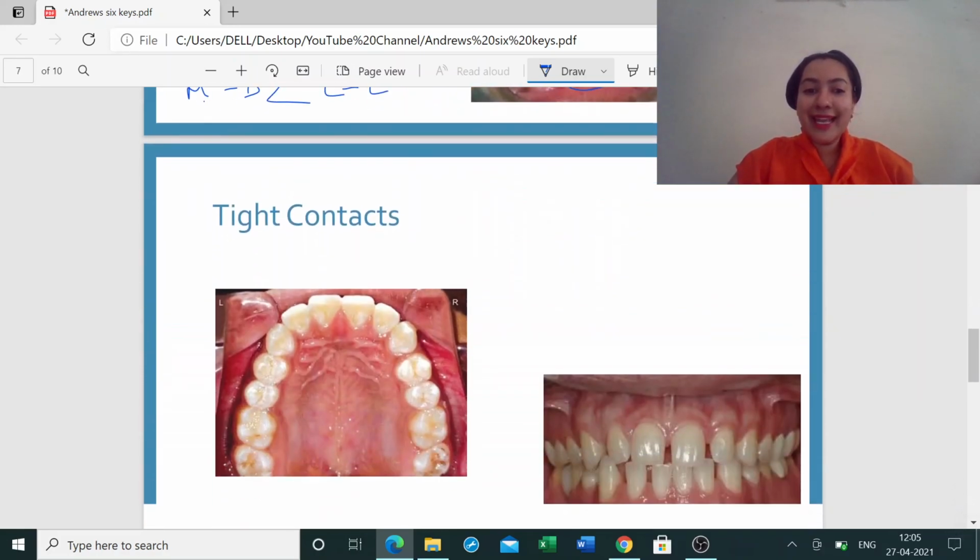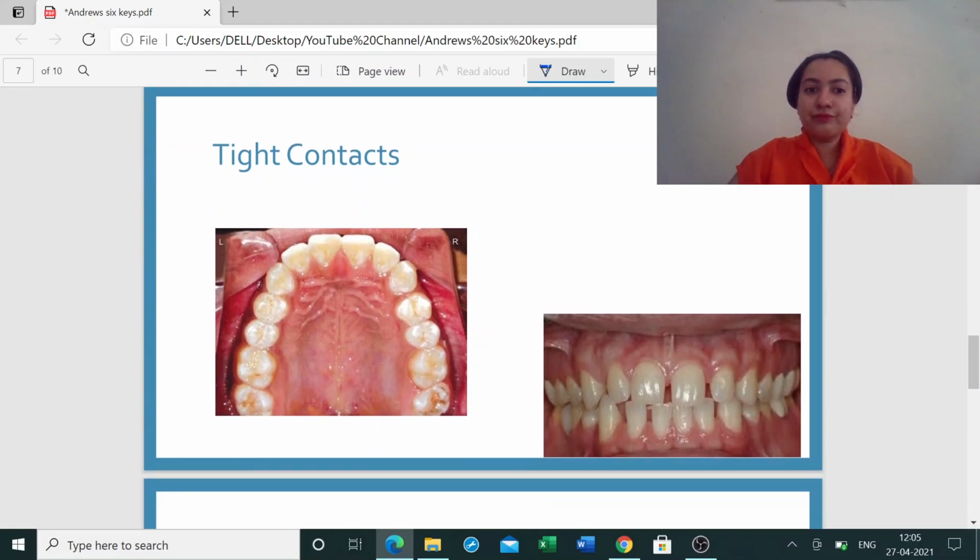Moving on, the next thing he told was tight contacts. He emphasized the importance of tight contacts in good occlusion. For the upper and lower arch to be in good intercuspation, to have a good occlusion, there should be tight contacts among teeth. You do not have scope for such kind of spaces.